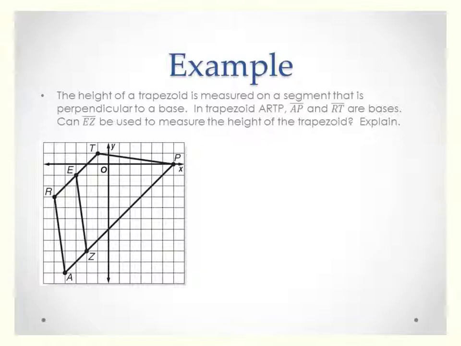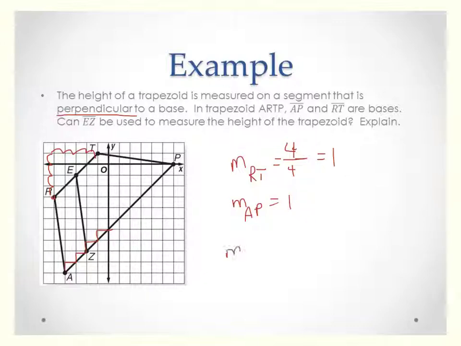So we said to be perpendicular, the slopes have to be opposite reciprocals. So let's find the slope of RT, and let's just count it. From R, we're going to go up 1, 2, 3, 4, and we're going to go over 1, 2, 3, 4. Look at that. So that's a slope of 1. And if we look at AP, that should have the same slope, right? Up 1 over 1, up 1 over 1. Okay, that has a slope of 1.